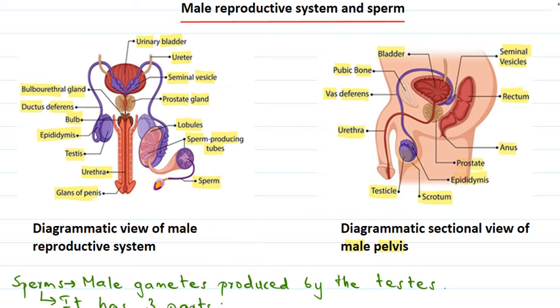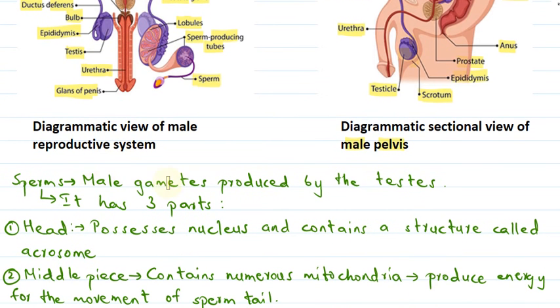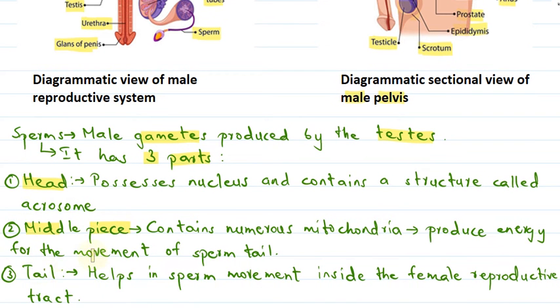Then we discussed sperm in detail. Sperms are the male gametes that are produced by the testes, and sperms have three parts majorly. One is the head, then there is the middle piece, and the third is the tail. The head of the sperm possesses the nucleus and contains a structure called the acrosome. This acrosome contains hydrolytic enzymes like acrosin and hyaluronidase that help in penetrating the female gamete.